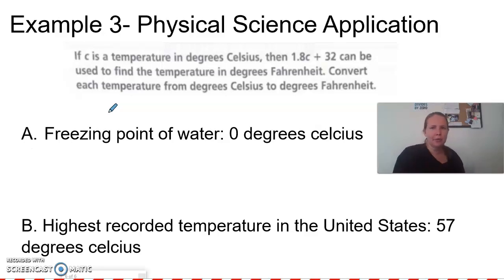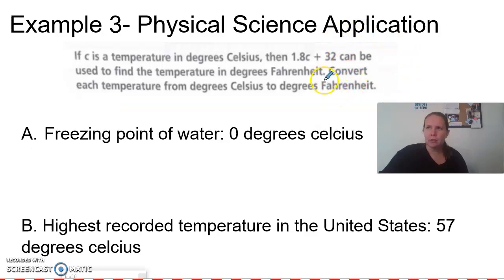So this one is about your degrees. It says if C is a temperature in degrees Celsius, then 1.8 C plus 32 can be used to find the temperature in degrees Fahrenheit. Convert each temperature from degrees Celsius to degrees Fahrenheit.